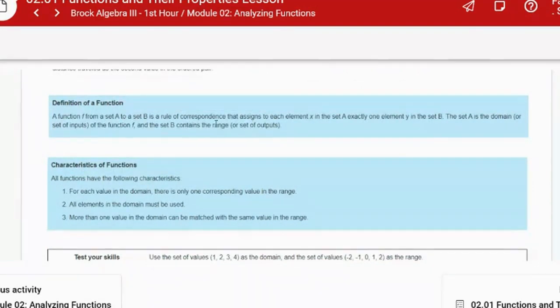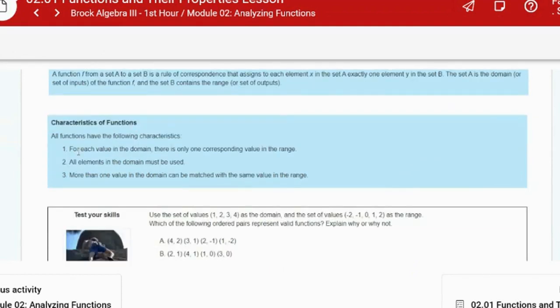This is the real technical math language, which if you want to get into that, that's great. But it boils down to for every x, there is only one y. That's a function. And the x's are the domain and the y's are the range. So here are the characteristics. All functions have these three characteristics. For every value in the domain, there's only one corresponding value in the range, which means for every x, there is only one y. All elements in the domain must be used. Take all the possible x's.